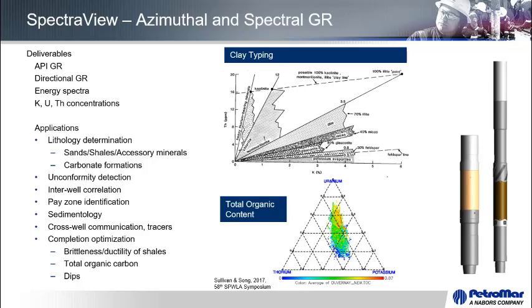And in general, because it's an oriented image, then we can calculate structural dip, as the tool has an image resolution of about 6 to 12 inches. Using the typical cross plot, we can define the type of clays that we might find in the lithologies. And of course, using the uranium content, we can correlate with TOC as in the triangular cross plot.